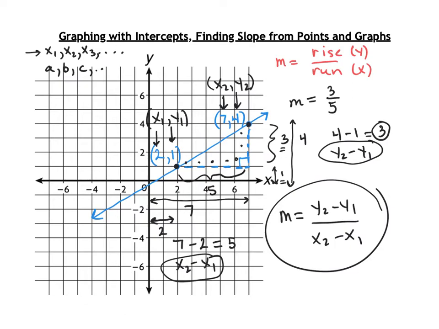Don't get confused by all the fancy letters. y2 minus y1, this means you're going to subtract the y coordinates. x2 minus x1 means you're going to subtract the x coordinates. That's what that formula says.